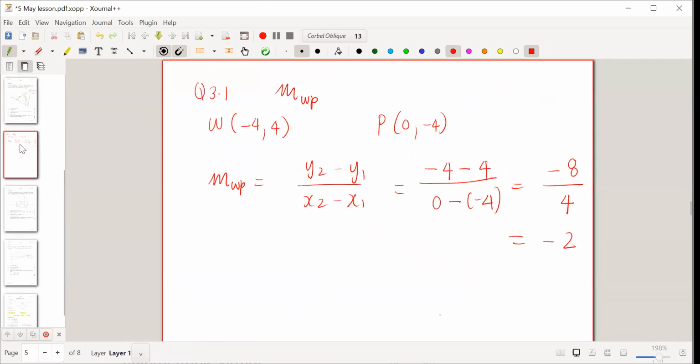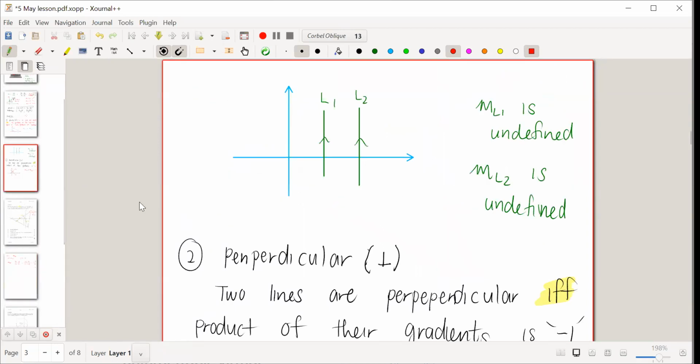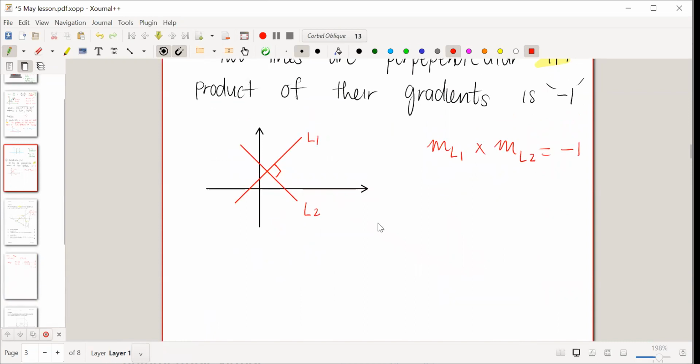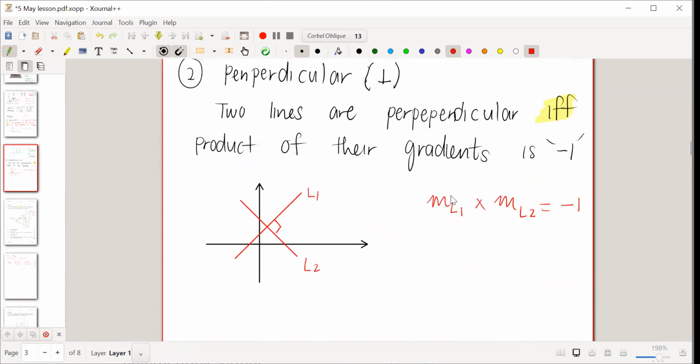Let's quickly recap on what we had learned. When are two lines perpendicular? They are perpendicular if the product of the gradients is -1. So that's what we're going to do. We're going to quickly verify that.